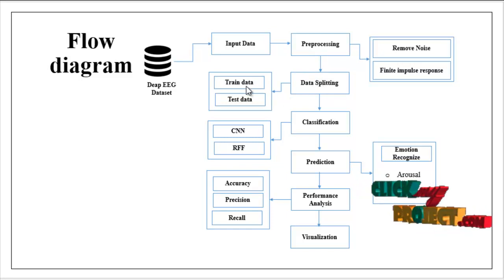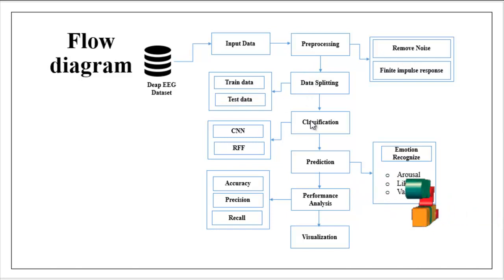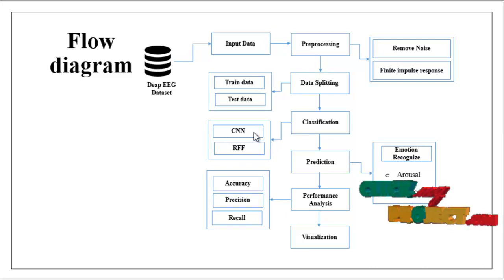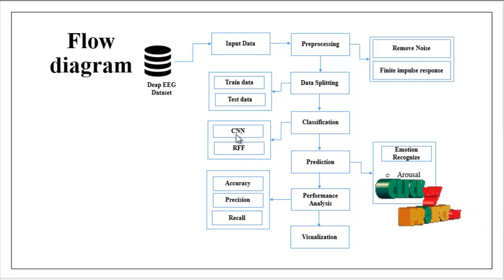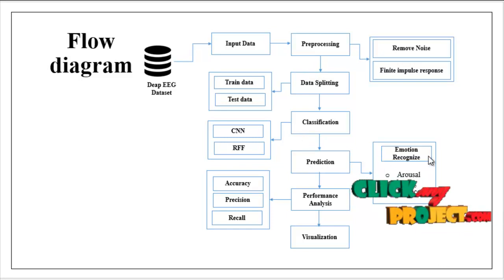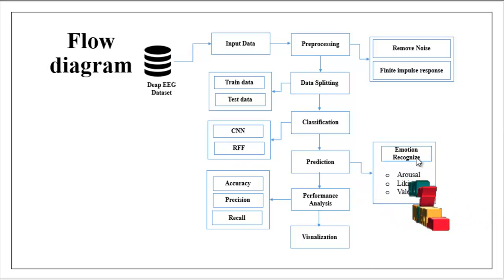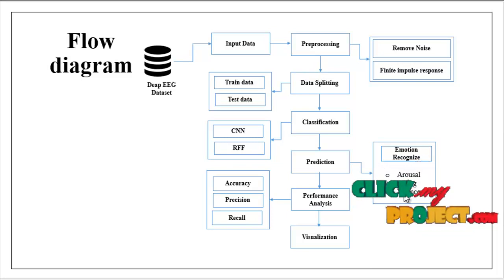In this step we split the whole dataset into test and training. Test is used for prediction and train is used for evaluation. The majority of the data is present in the training part and a smaller portion of the data is present in the testing part. The split data is carried to the classification module. In this step, we implement two different classification algorithms such as convolutional neural network and random forest. With the help of the classified, trained data, we can predict the emotion, like what kind of emotion it is, arousal or liking or valence.